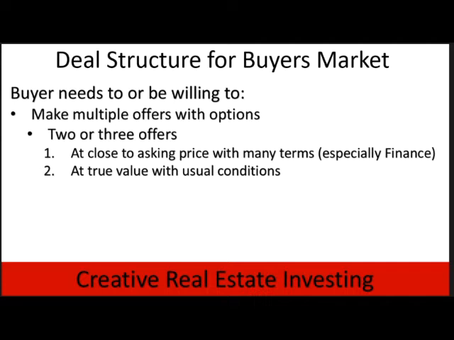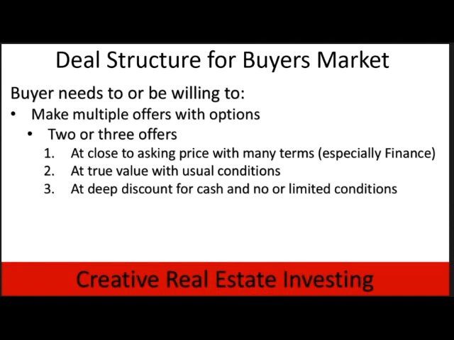So if the property is listed at $400,000, you don't believe it's worth $400,000, you think it's worth maybe $375,000. You might be willing to make a $400,000 offer or $390,000 as long as they give you the terms you're looking for. Then what you do is you determine the true value to be $375,000, so maybe you'll make an offer of close to $360,000, $365,000 with the usual conditions. So now they have 2 options.